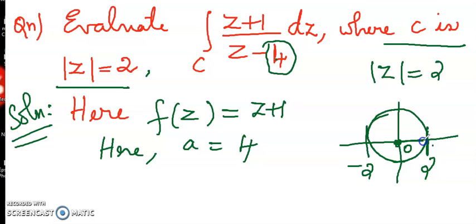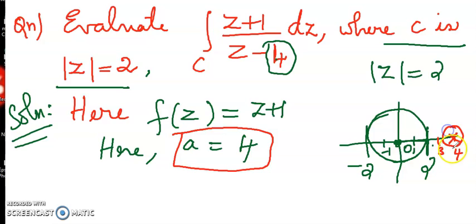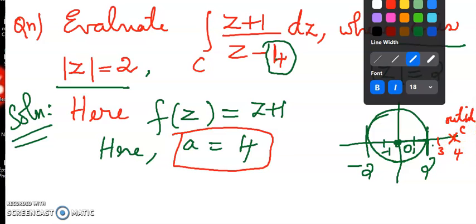Radius 2 means what will be the length here? It is 1, 2. So this end point will be 2. This is minus 1, minus 2. So this end point will be minus 2. So now let us verify what about the a value here. Here a is equal to 4. So 1, 2, here you have 3 and here you have 4. 4 is a point somewhere here. Now, whether it lies inside or outside? It lies outside C. It lies outside the curve C.